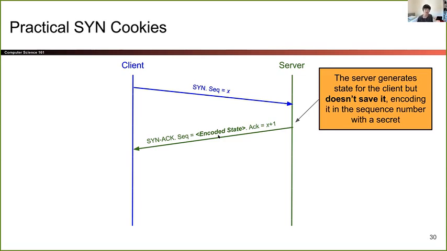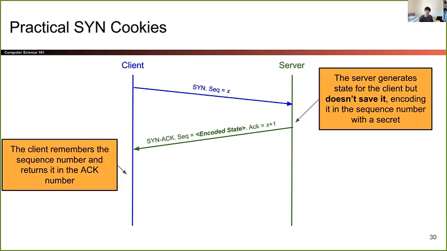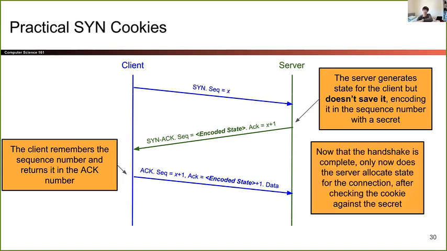So instead of choosing a completely random Y, we're going to put it to good use. We're going to say, okay, this sequence number is actually going to be some encoded state, and maybe it includes a MAC as part of it. And we know the client's going to remember the sequence number because you have to as part of TCP. And then in the ACK, they'll send back the sequence number plus 1, which is the encoded state. So now the server can just subtract 1, get back its original state. And only now does it go, okay, I'll save the state and allocate it in my own memory.